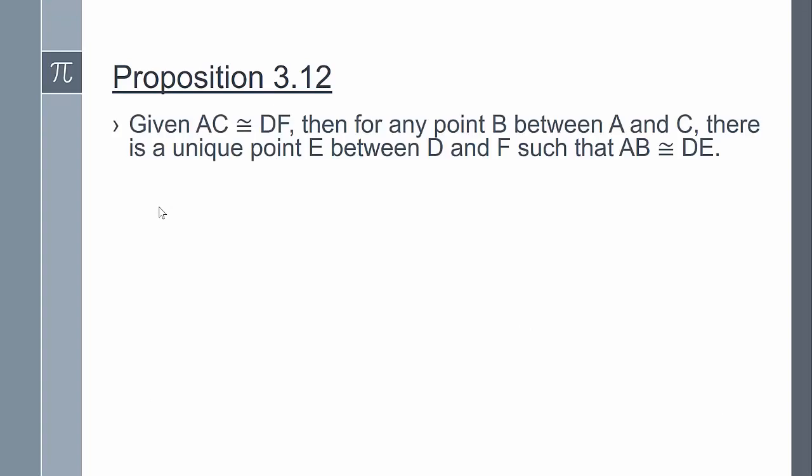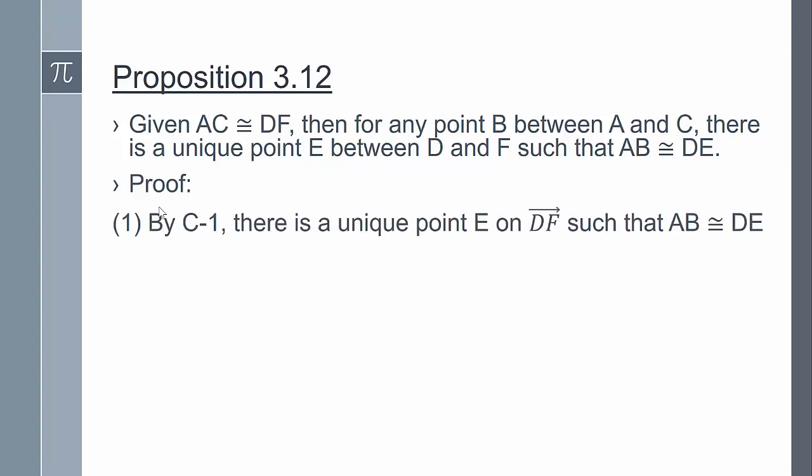Next, let's look at proposition 3.12. Given segment AC congruent to segment DF, then for any point B between A and C, there's a unique point E between D and F such that AB is congruent to DE. And we're going to present the proof of this proposition.